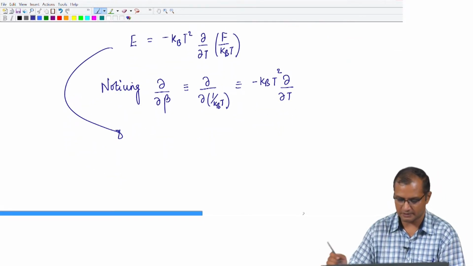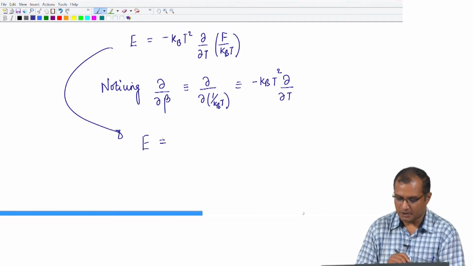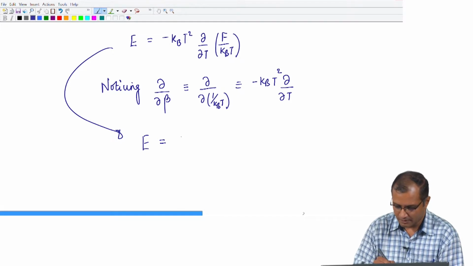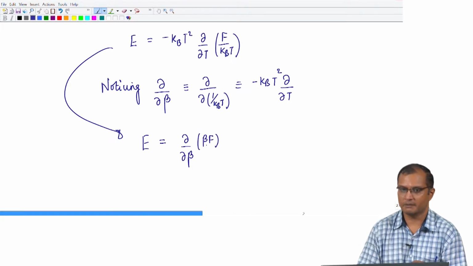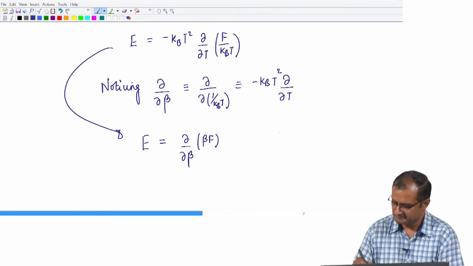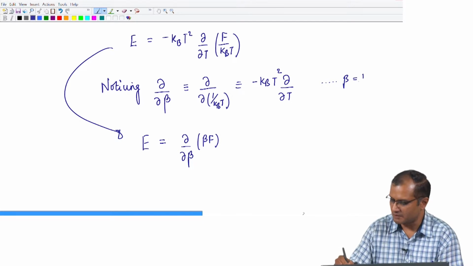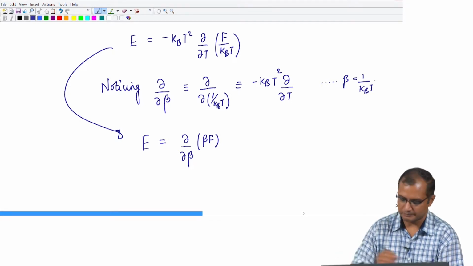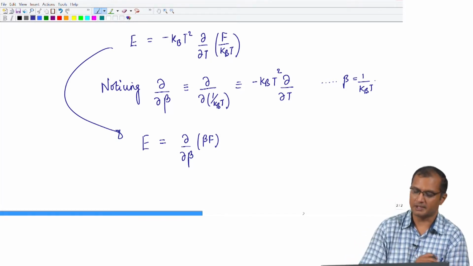So, I can write down what I have just written, E, as nothing but d over d beta of beta F, because 1 upon beta is nothing but kBT. So, the operator minus kB T square into d by dT is nothing but d by d beta.